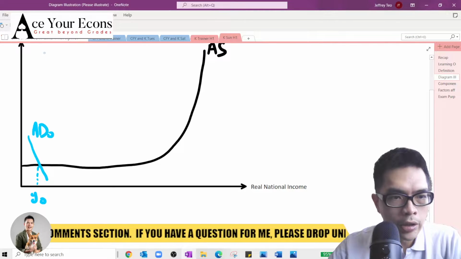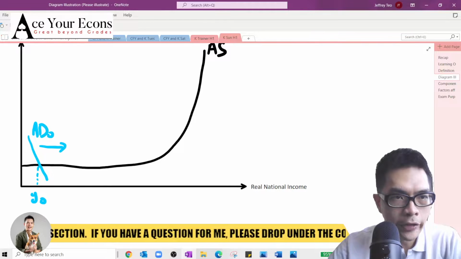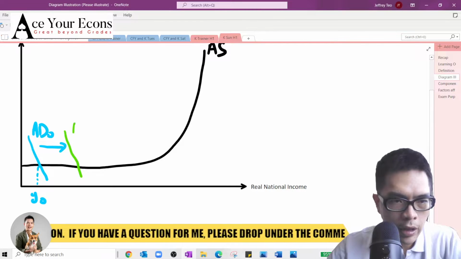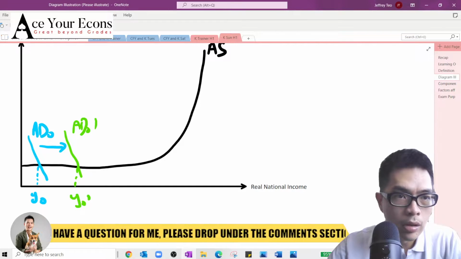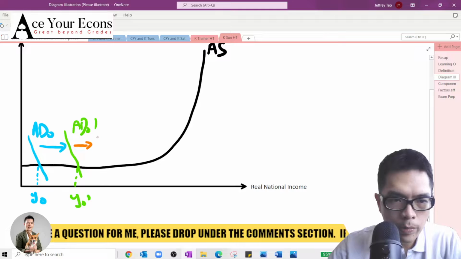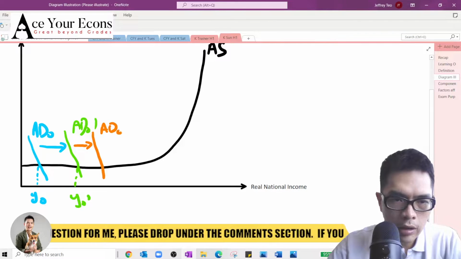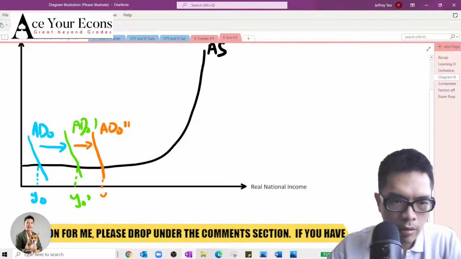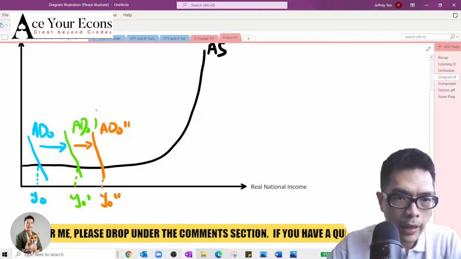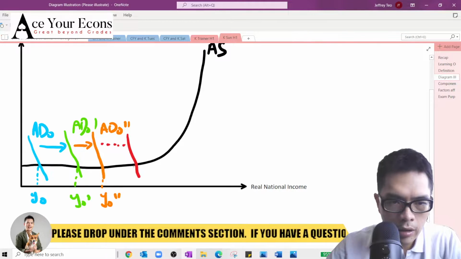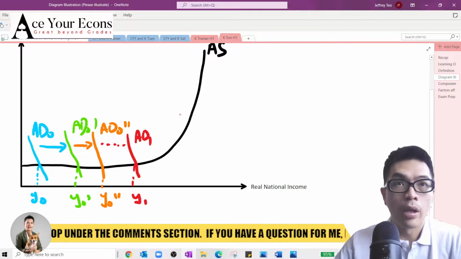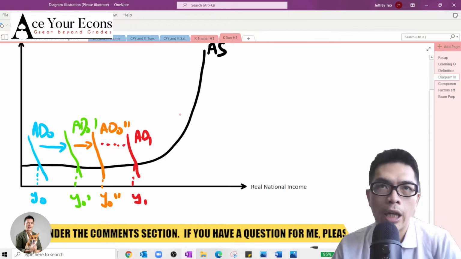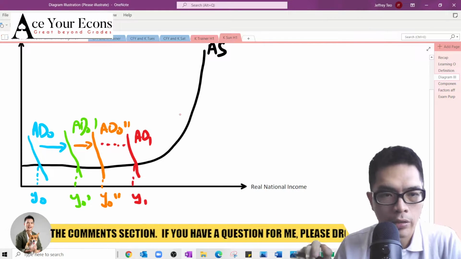I don't know whether you all still remember that whenever you see our answer key, there are multiple shifts like this. AD 0 prime, Y 0 prime, and a smaller shift, AD 0 prime prime, Y 0 prime prime, and lastly you dot everything, AD 1 and Y1. You will often see this in our answer key, and I will explain to you what the significance of this is.